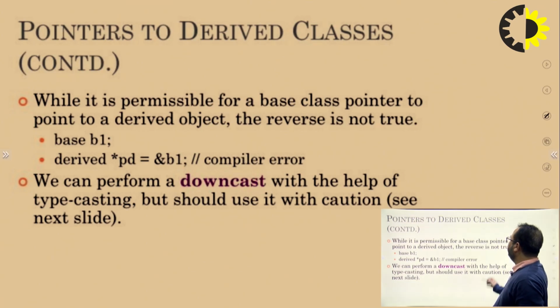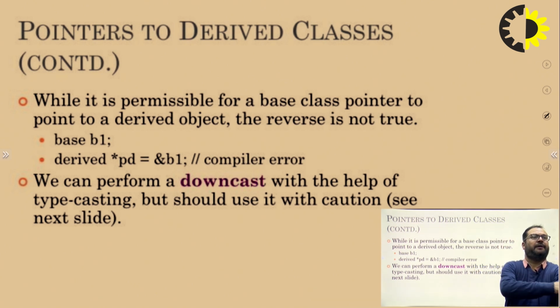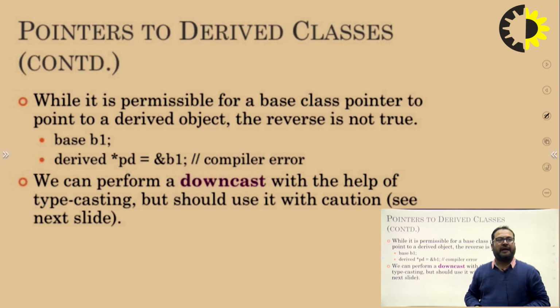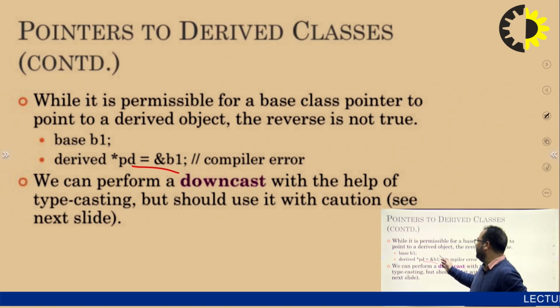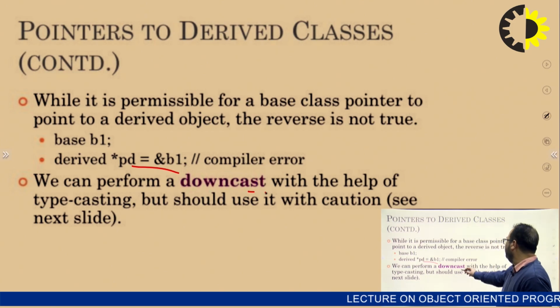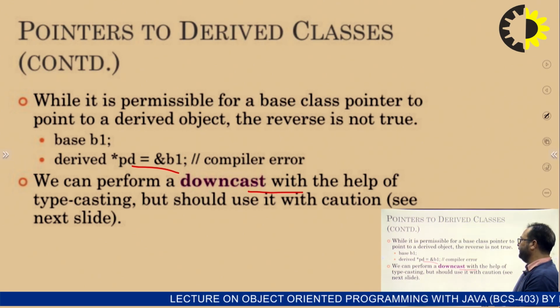While it is permissible for a base class pointer to point to a derived object, the reverse is not true. We cannot store the object of a base class by using a derived class pointer. We can perform a downcast with the help of typecasting, but we should use it with caution.